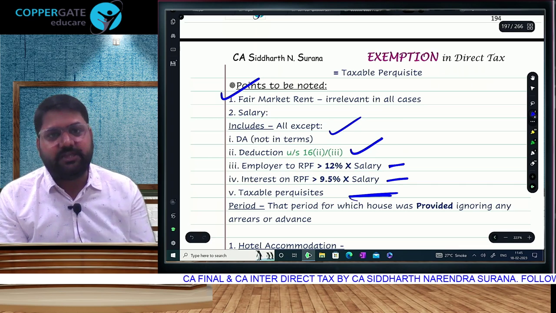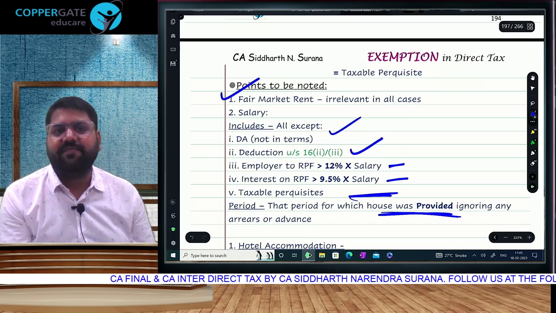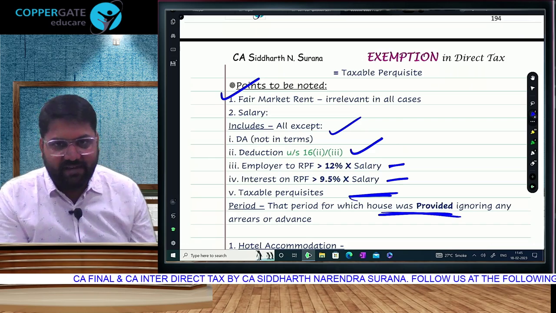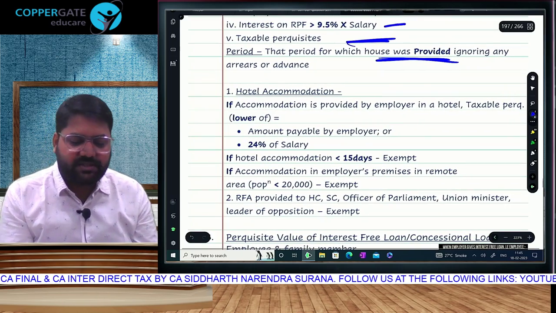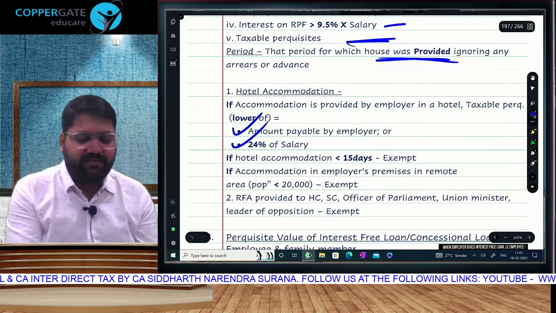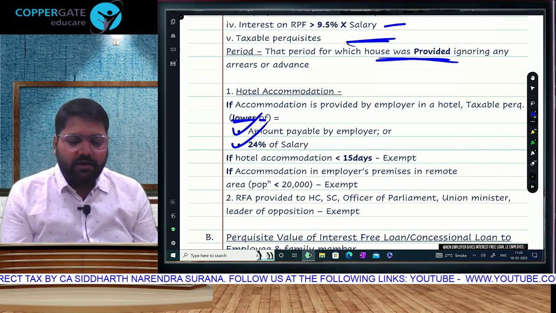Perquisites other than this perquisite will not be taken, and the period for which the house was provided. This is how we will value the salary: to apply this 7.5, 10, or 15% of salary. If the boss is giving you hotel accommodation, then the amount paid or 24% of salary, whichever is lower. Hotel accommodation provides more facility, so instead of 15 we take 24%.